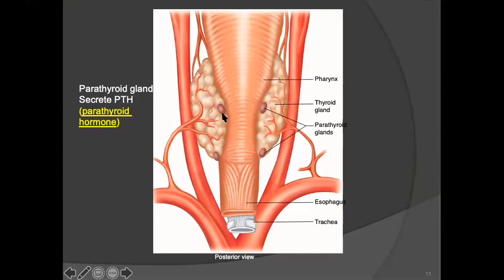So from the parathyroid glands, we're secreting the parathyroid hormone, or PTH, or sometimes it's called parathormone. I've never seen it called that anywhere except for textbooks. So PTH or the parathyroid hormone, whichever one you want to use.